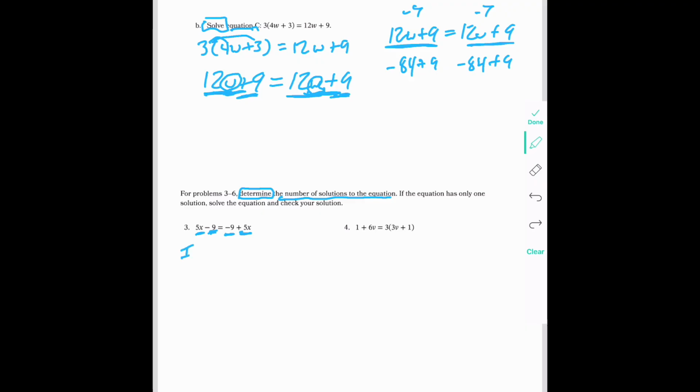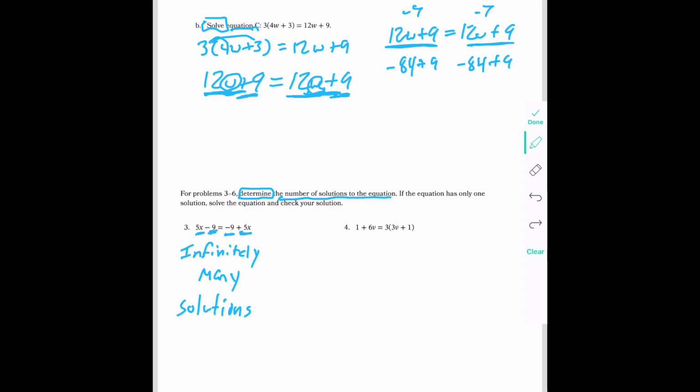So it has infinitely many solutions. Which means, if you want to test it out yourself, you can plug in any number for x, and it's going to make it where you get the same value on both sides. Okay? Very simple, right?